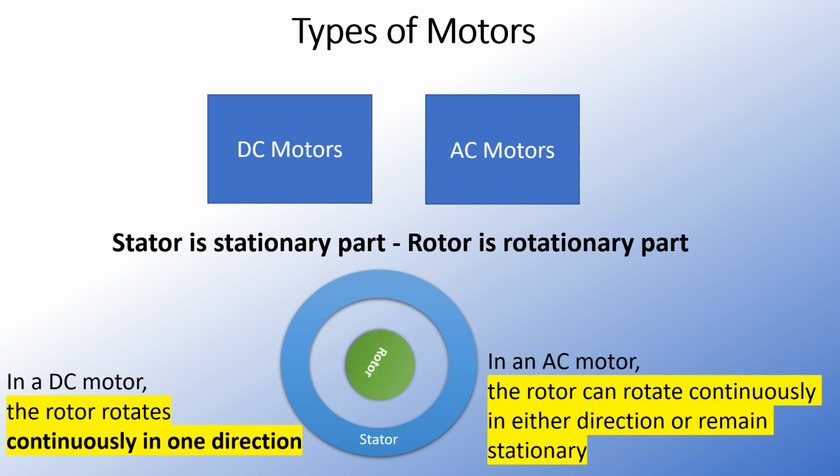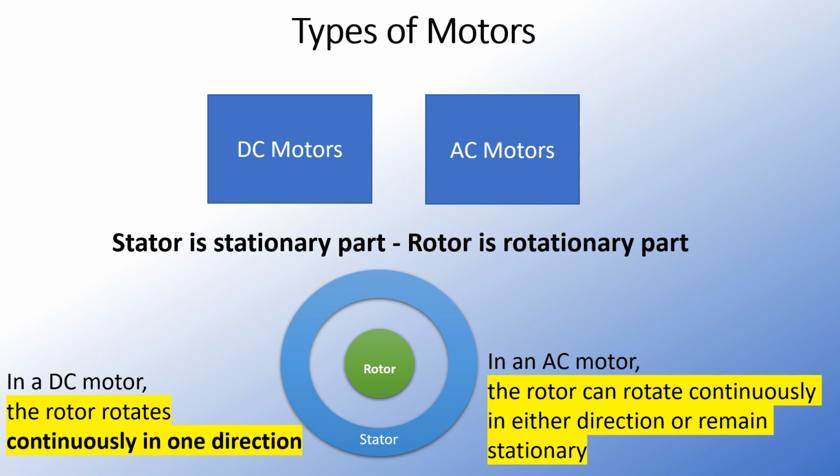There are many types of motors. The main two types are DC motors and AC motors. DC is direct current and AC is alternating current. DC motors operate using direct current and consist of a stator and a rotor. The stator, as the name suggests, is a stationary part, and the rotor, as the name suggests, is a rotating part. So there are two main components of a DC motor, a stator and a rotor.